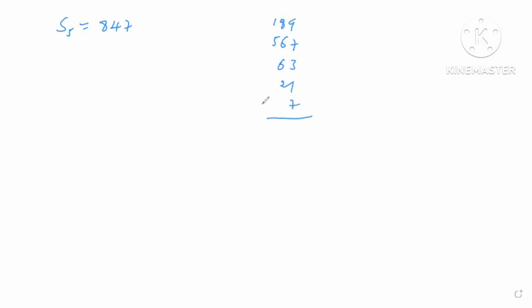So we add all this. What is 9 plus 7? You have got 16, eh? 16 plus 3, 19. 19 plus 1, you have got 20. 20 plus 7, you have got 27. Carry 2. 8 plus 6, you have got what? 14, right?